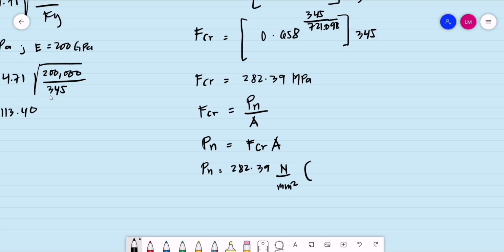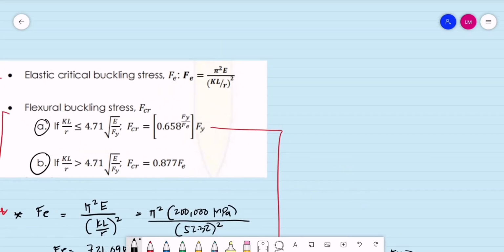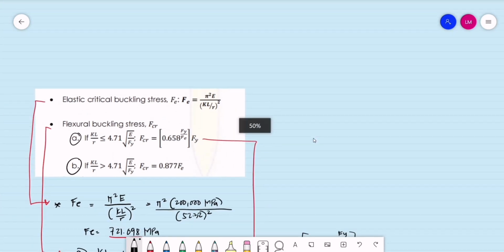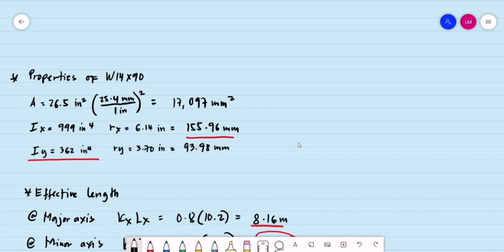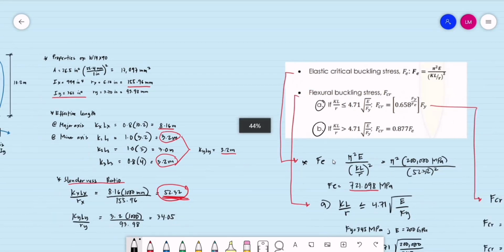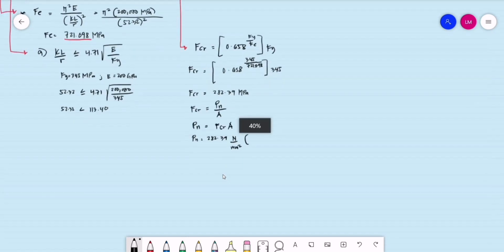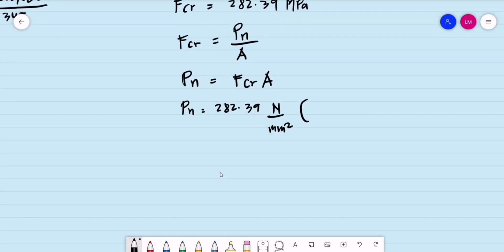A while ago, what is the area of our section, the W14 by 90? The area of the W14 by 90 is 26.5 square inches, or 17,097 square millimeters. So this is to be multiplied by the area, 17,097 square millimeters. If you do unit analysis, cancelling square mm, the remaining unit is newtons. So we multiply by 1 kilonewton per 1,000 newtons.